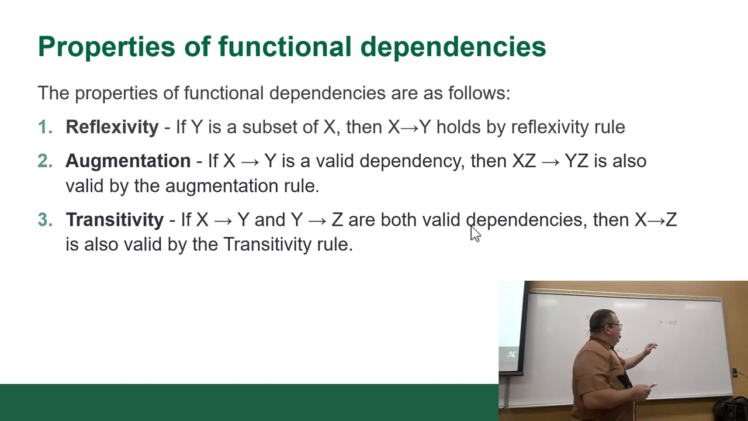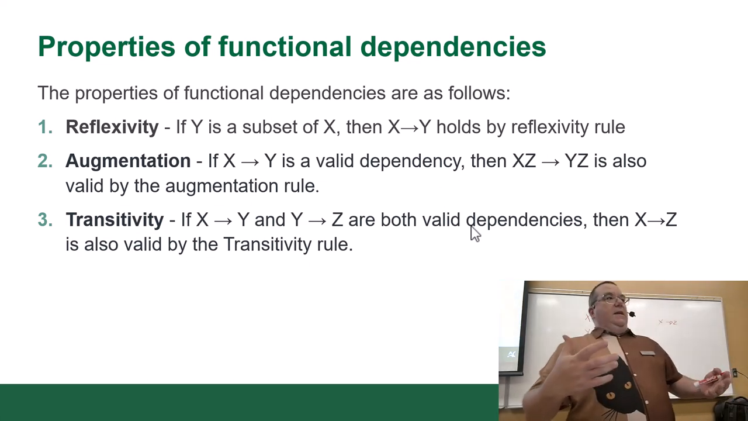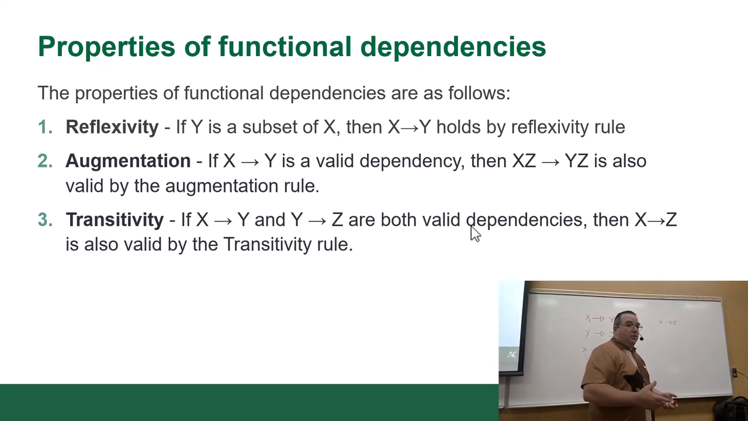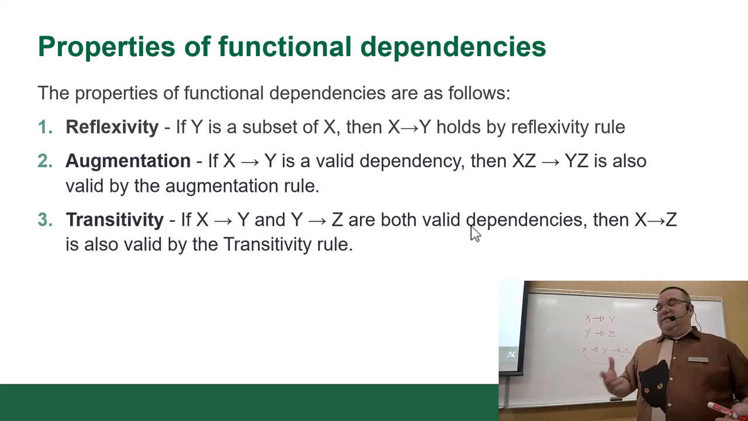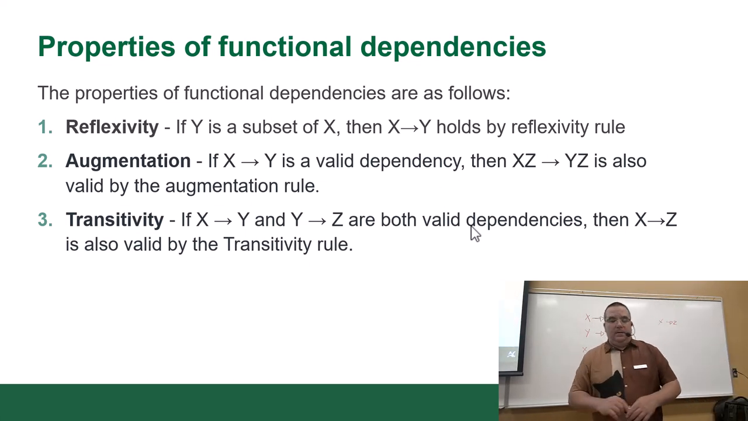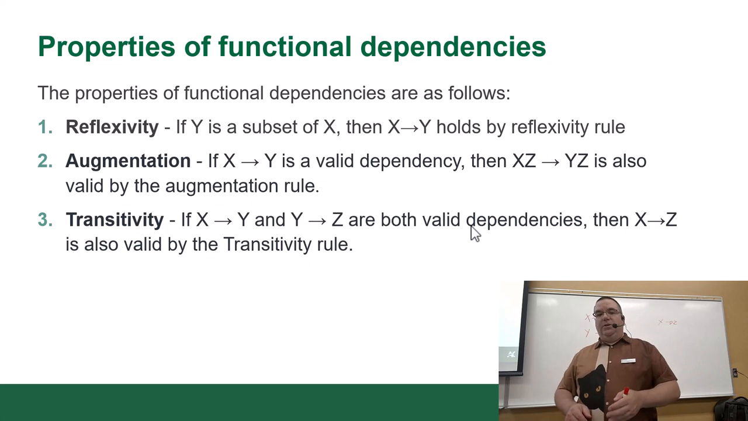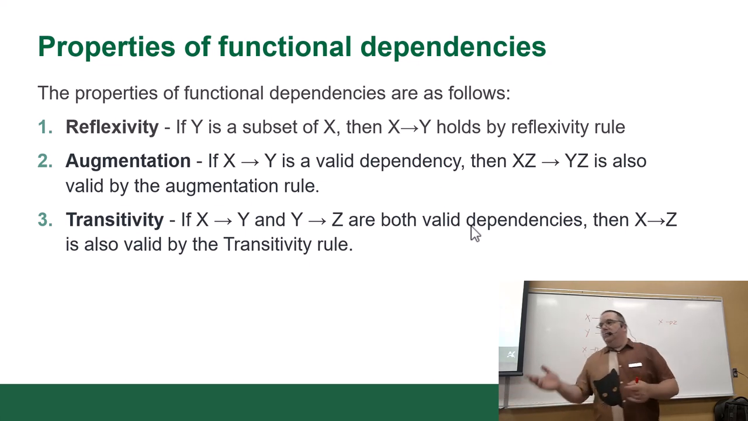In other words, an attribute is determined by an attribute that is in turn determined by another attribute. So you can transit through one attribute to get at the other one. That's why it's known as transitivity. So it transits, it travels through it. All right, so that's the terminology. The two big important ones are reflexivity and transitivity when we talk about the properties of functional dependencies. Augmentation is very rare. Normally, if you have XZ determines YZ, normally you just have X determines YZ. You just don't have it on both sides.